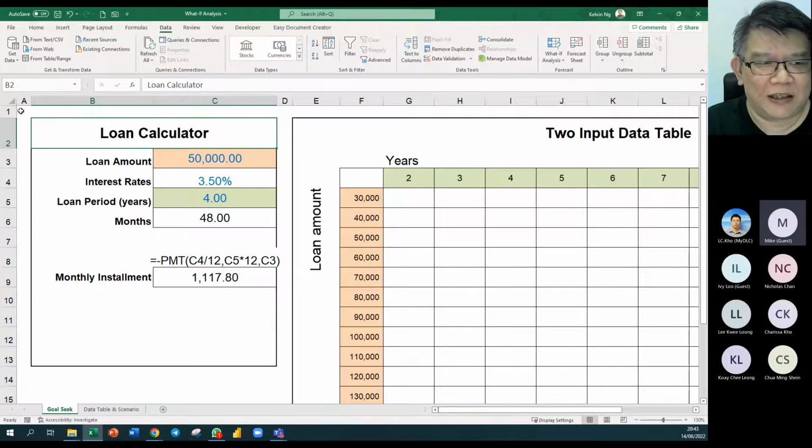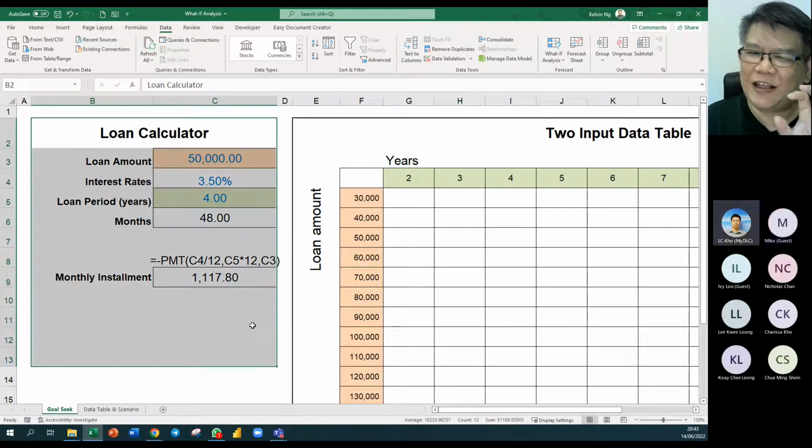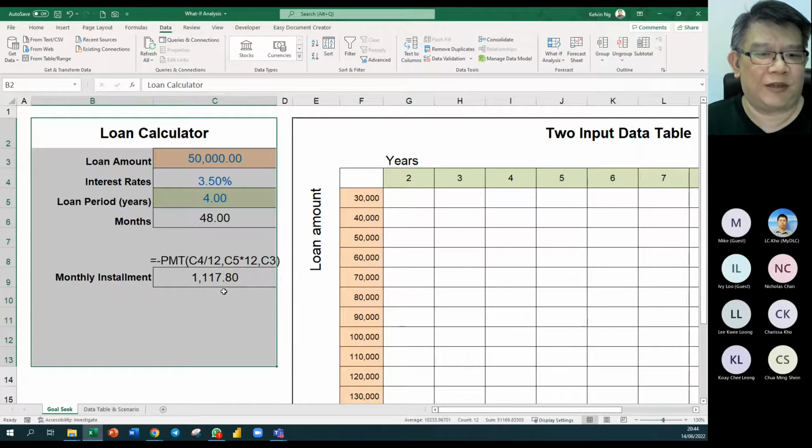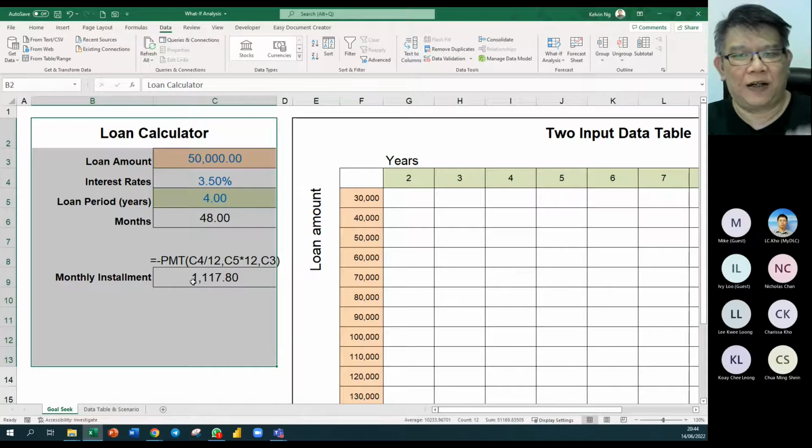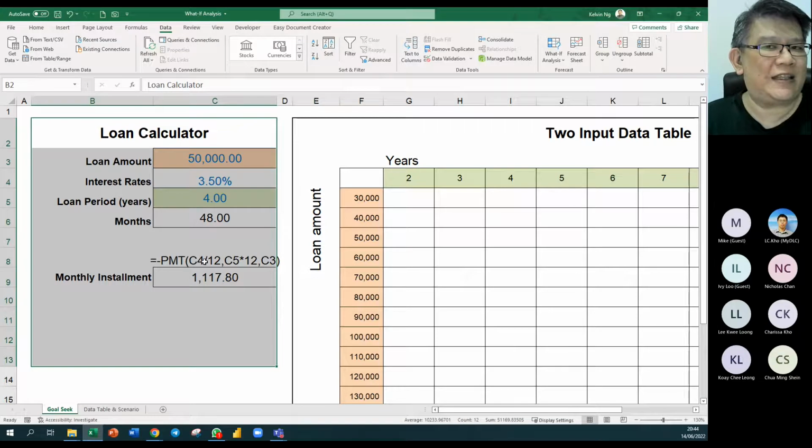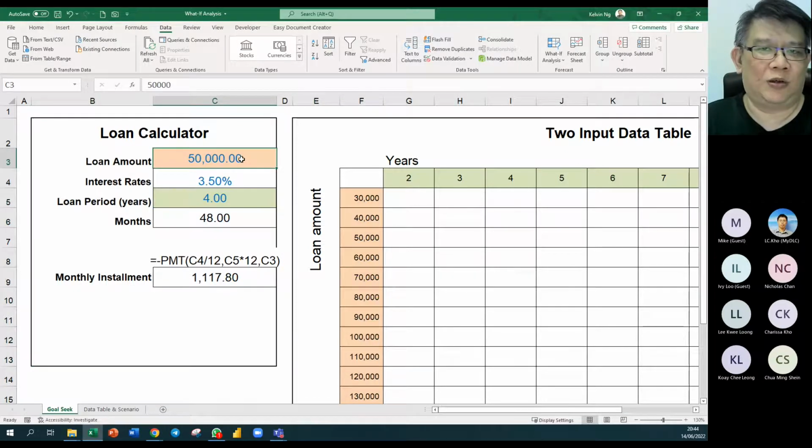So there are a lot of calculations. Now, this is just a very small calculation. But when you work on this, you must have a set of variables that you use to do the calculation, and a formula that performs the calculation. Then from there, you can play around with the variables. What we did just now was use the goal seek. It allows you to change only one variable, either the loan period or the loan amount. That's just an example.